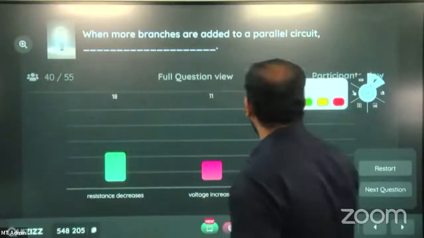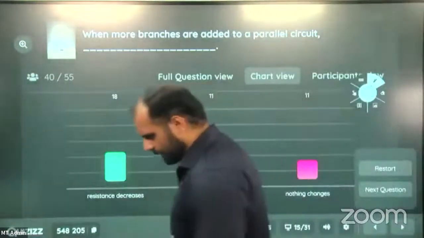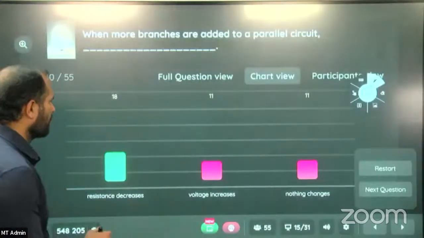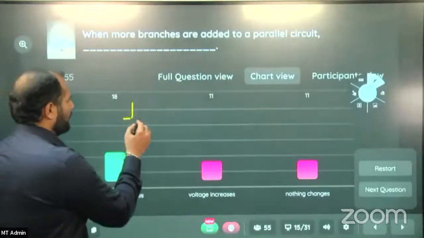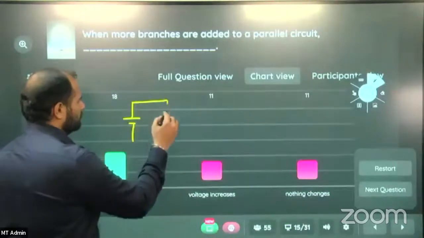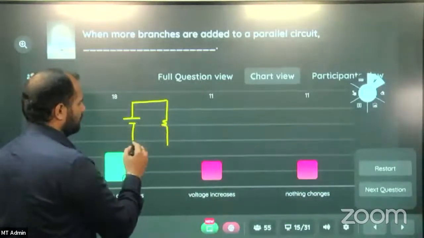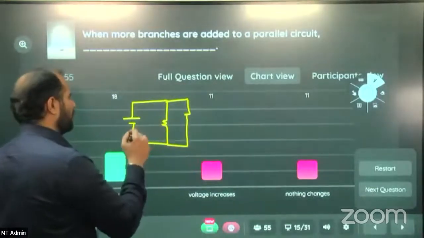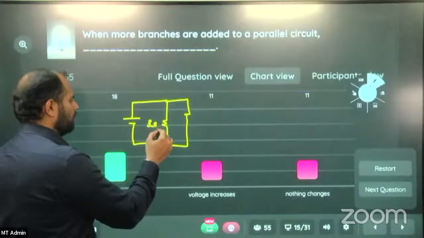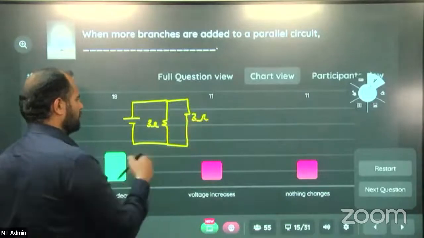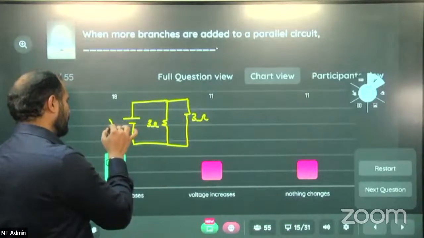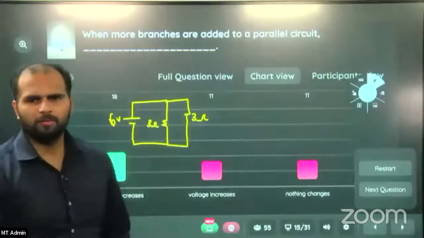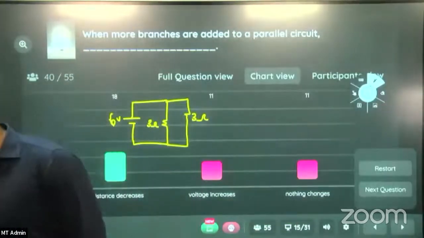Now, let's use some shortcut tricks for us to understand. This is the battery. Assume there are two resistors of values 3 ohm and 3 ohm connected, and then this is a battery of around 6 volts. Am I clear with this part?